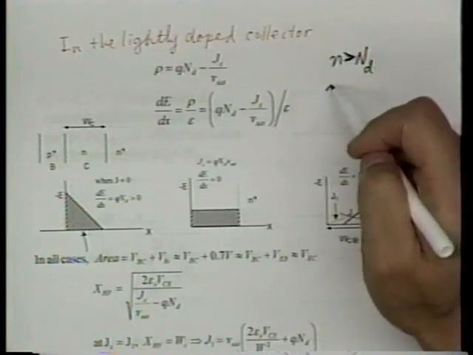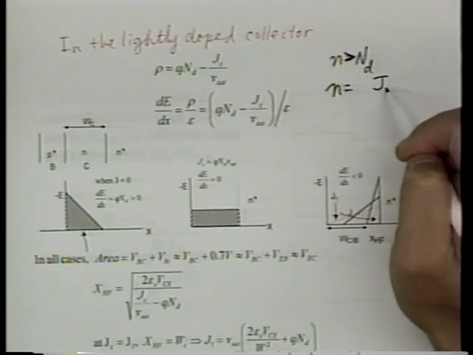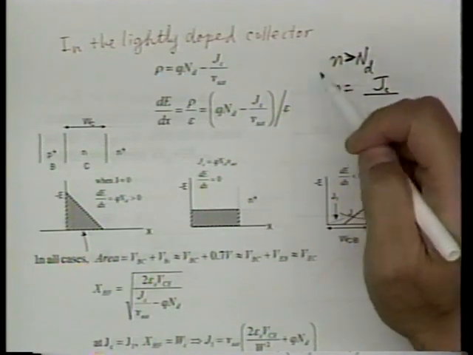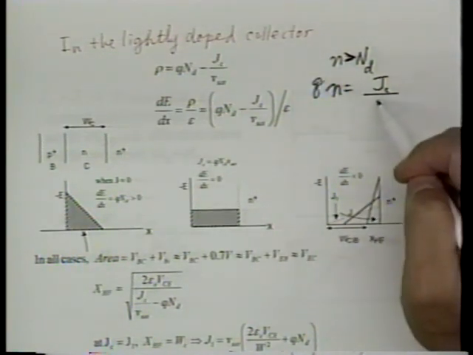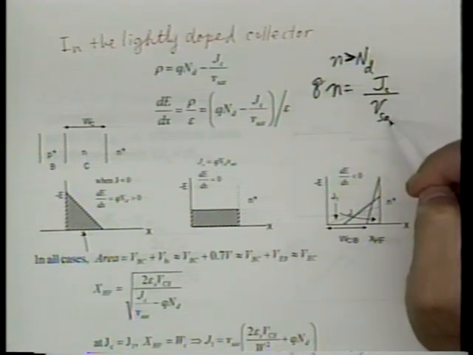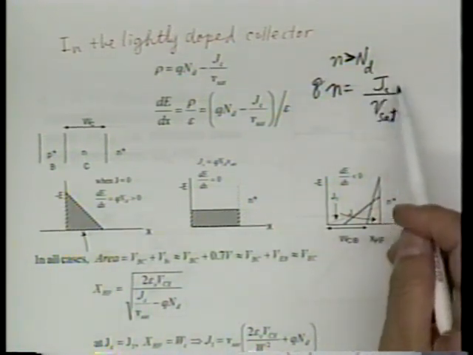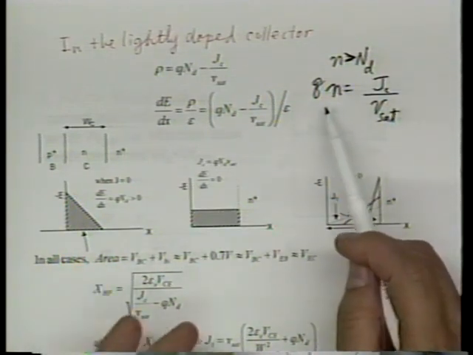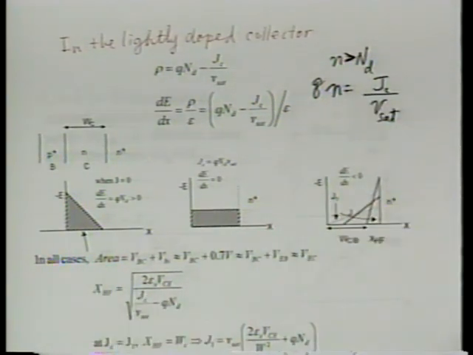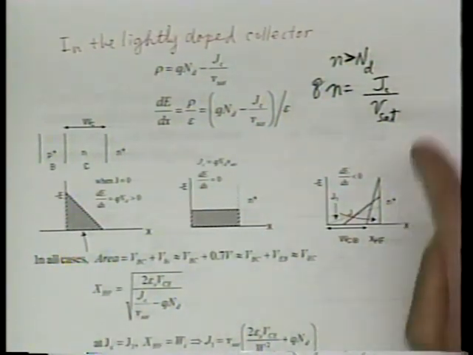In fact, N will be determined by what's needed to carry this much current. So therefore, Qn will be equal to Jc over V sat, such that the collector current can be carried by some N. It's just that N is larger than ND, that's all. There's nothing wrong. So that's the answer to the dilemma the previous slide introduced. The circuit designer forces this much current by pumping so much current into the base. Indeed, current will flow through this collector.